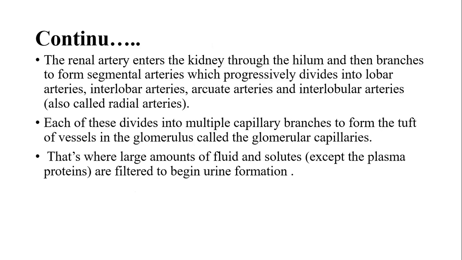The renal arteries enter the kidneys through what we call the hilum, and then branch to form the segmental arteries, which progressively divide into lobar arteries, interlobar arteries, arcuate arteries, and interlobular arteries, also called radial arteries. When you're just looking at the text, it looks a bit complex and difficult to understand. But when you look at the diagram, it will be very easy for you to understand.